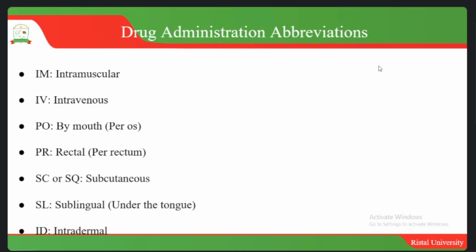We have to give these drugs in relation to how the physicians have prescribed the treatment. Then SC or SQ is subcutaneous, and we all understand what subcutaneous is. When you look at the layers of the skin, you can understand where the subcutaneous tissue is, and that's where you're supposed to inject the drug, at an angle of 45 degrees.